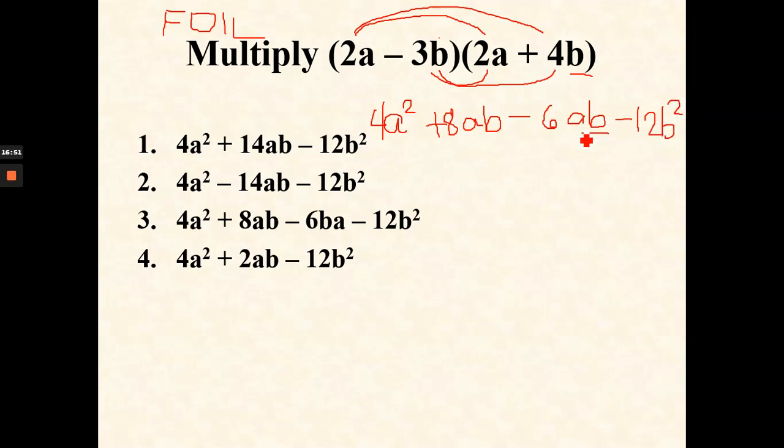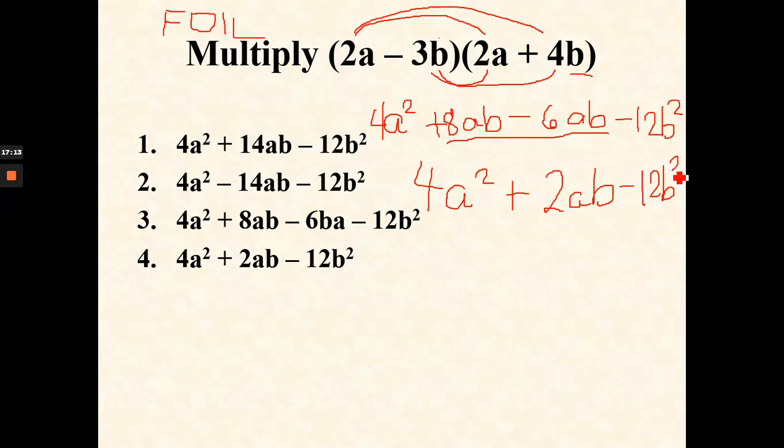And then after that, combine similar terms. 4a squared, 8ab minus 6ab, that is positive 2ab, minus 12b squared. So the answer there is number 4. Okay?